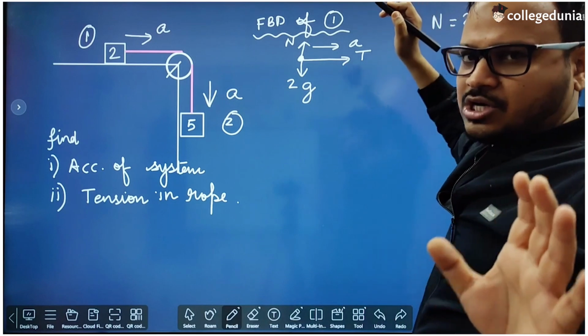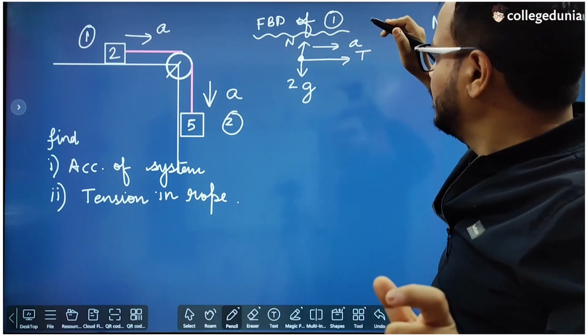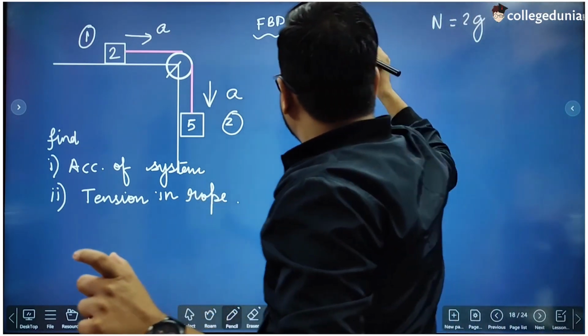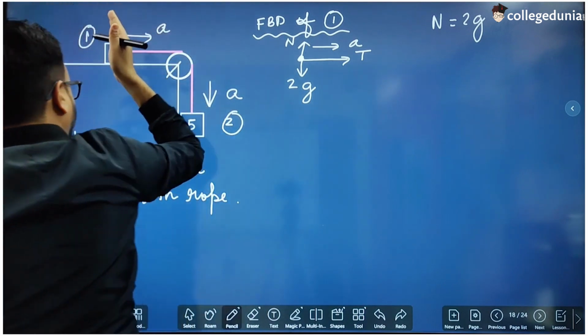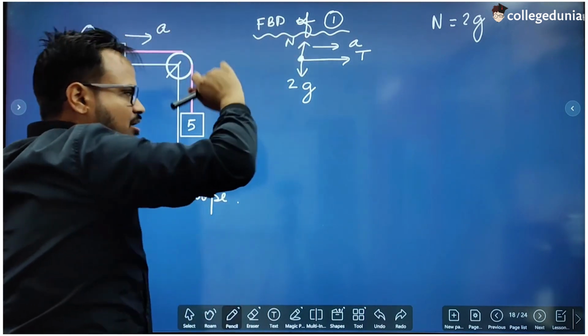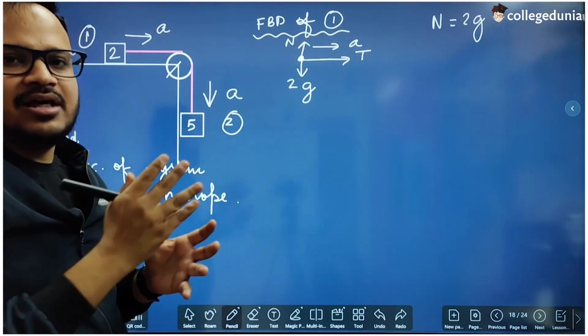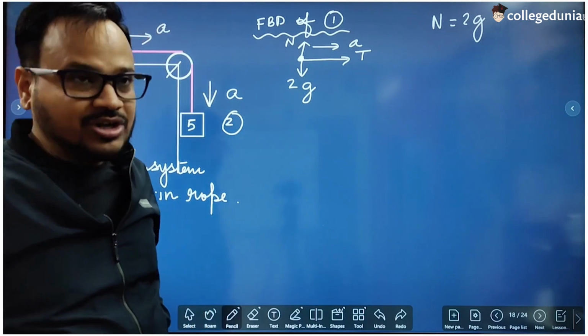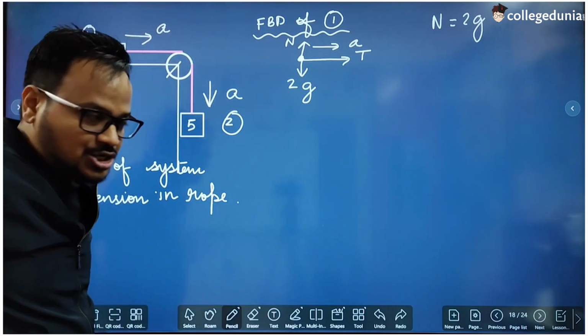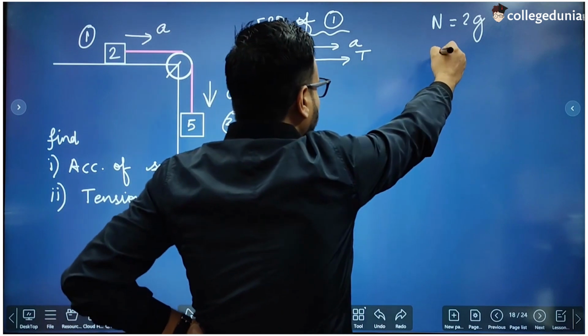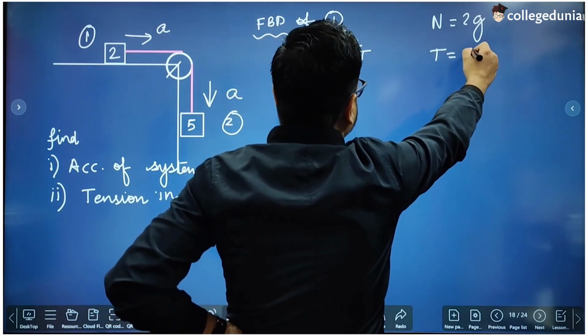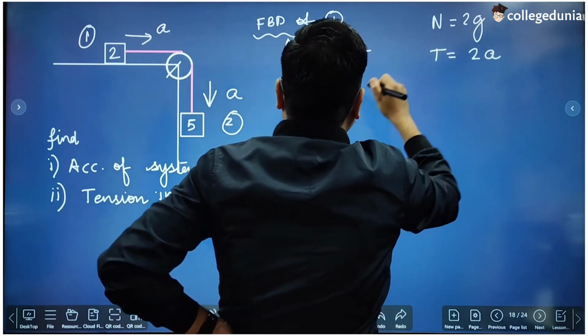This is our first equation because the vertical forces are balanced, and the only force acting on this body in the horizontal direction is T, and this body is getting accelerated in the horizontal direction. So T is responsible for that acceleration. So T is ma, m is 2, so T equals 2a, right?